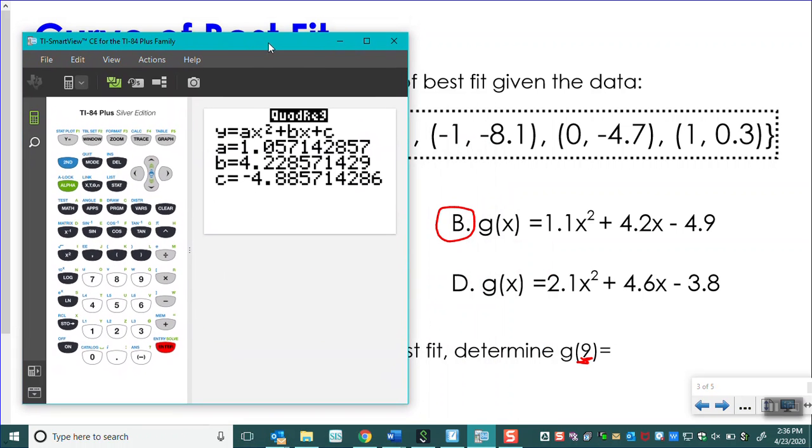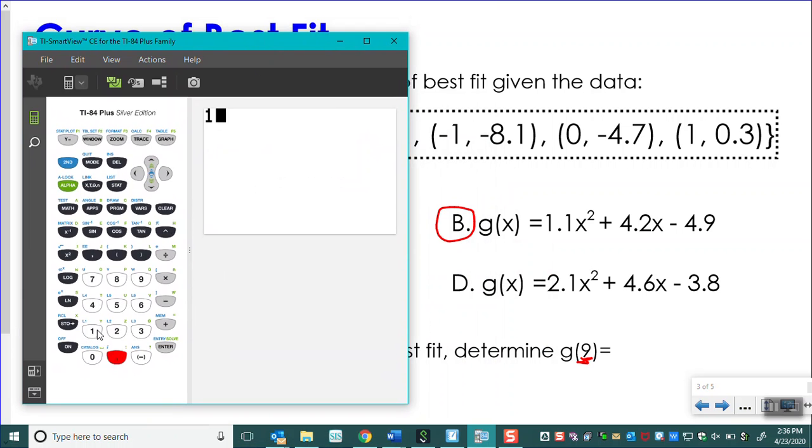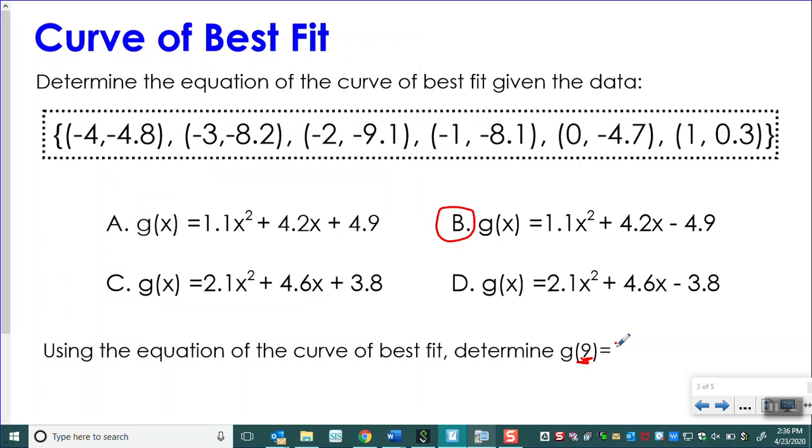So I'm going to take my equation, and I am going to type in 1.1. Then I'm going to substitute in this x value of 9 in parentheses. Remember, anytime we substitute, we use parentheses. Plus 4.2x, so 4.2 times 9. And then minus 4.9. So we end up with 122 for that value.